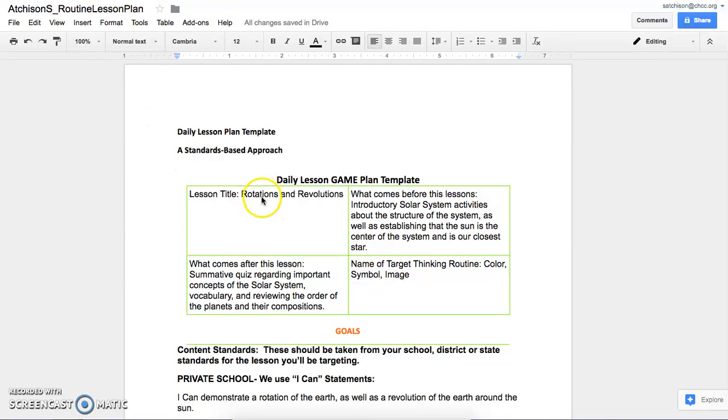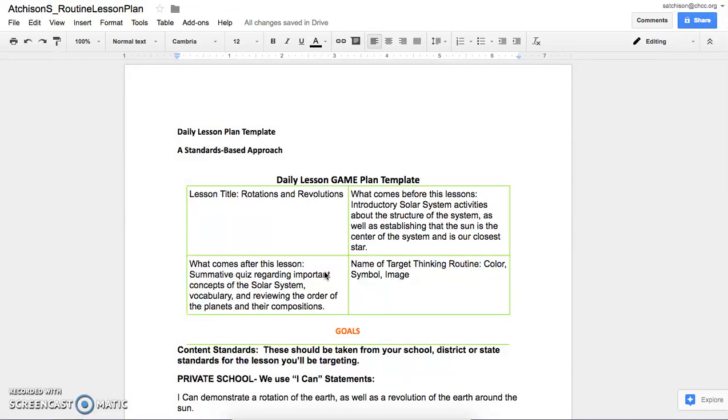So like I said, we were talking about rotations and revolutions. Before this, we've been talking about the solar system, the structure of the solar system, the order of the planets, the inner planets, the outer planets, what they're made of, things like that. And later, we will have a summative quiz regarding the important concepts: the order of the planets, what they're made of, this particular activity, rotations, revolutions, and how those are years and days.